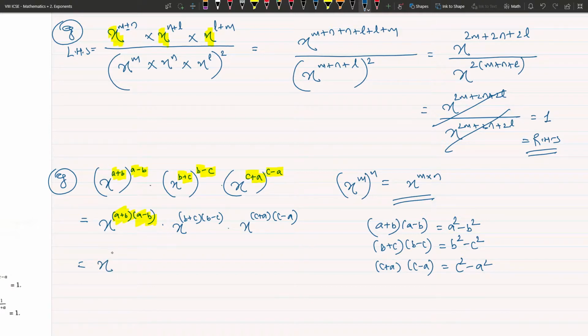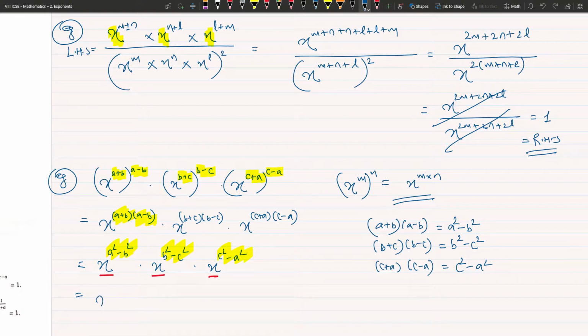So यहाँ पे हम लिखेंगे x raised to a square minus b square times x raised to b square minus c square times x raised to c square minus a square. And then we will add all the powers. सारे powers को add कर देंगे. क्यों add करेंगे? Because you just have a look at the base. सबके base same हैं. और बीच में multiplication की sign है. तो power क्या होंगे? Add हो जाएँगे.